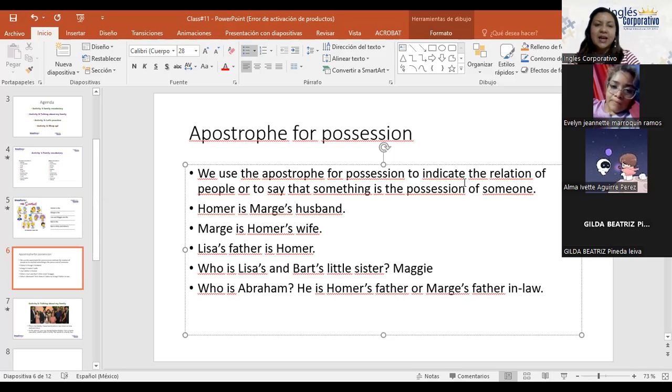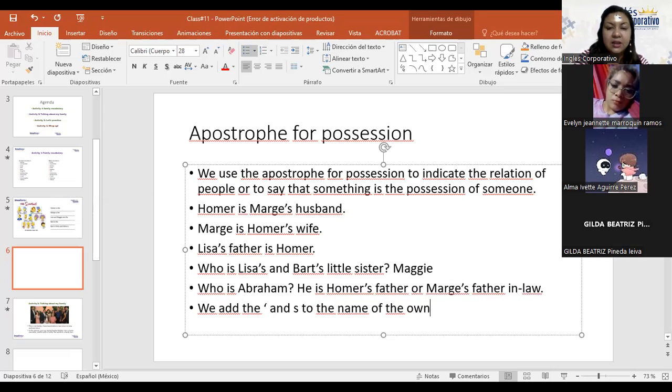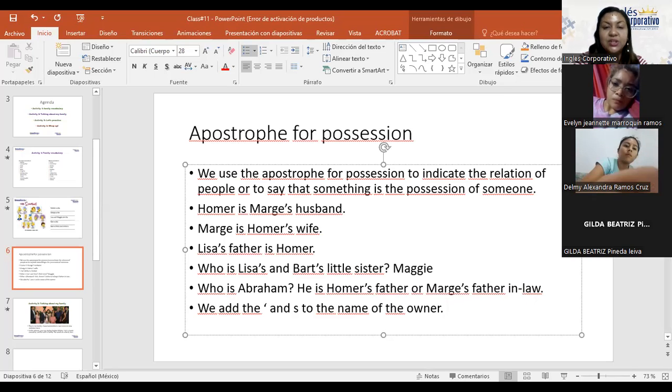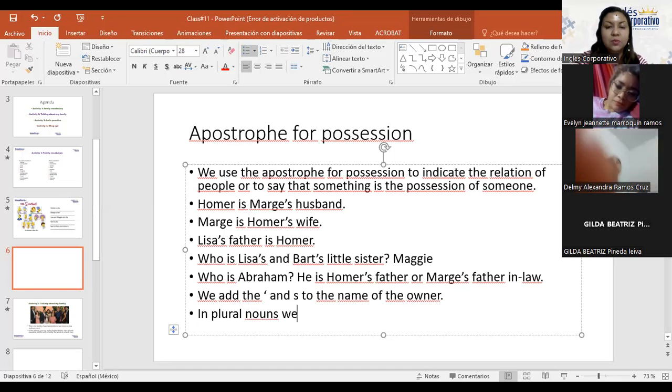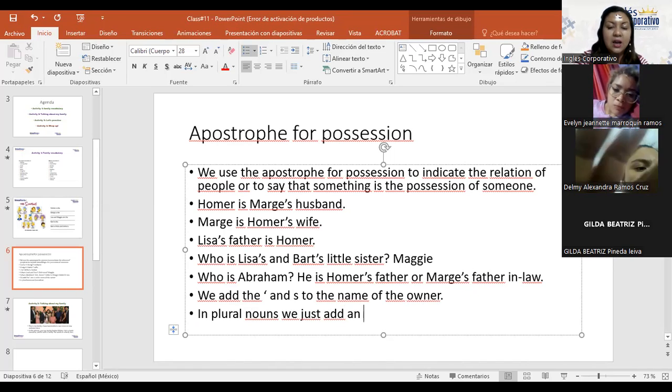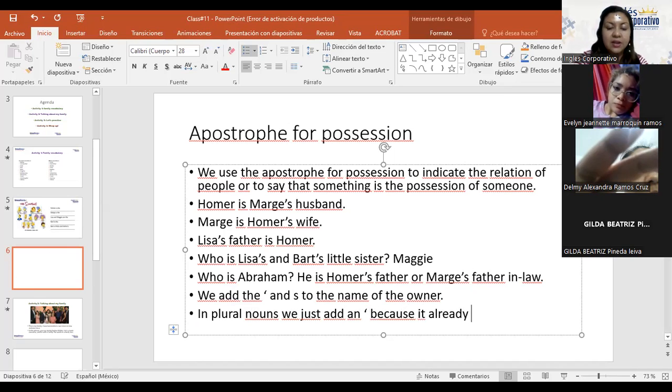Okay, so we were saying that we add the apostrophe and S to the name of the owner. Le ponemos la apóstrofe y la S al nombre del dueño o de los dueños, ¿ok? Se lo vamos a poner al que lo posee. Y en el caso de plurales, cuando ya llevan la S, no le vamos a poner otra S, sino solo le vamos a agregar un apóstrofe. In plural nouns, we just add an apostrophe because it already has an S. Si no tiene la S, entonces se la ponemos.